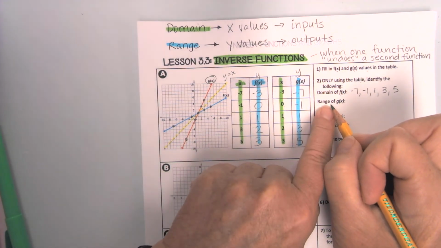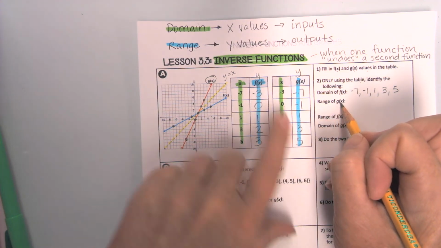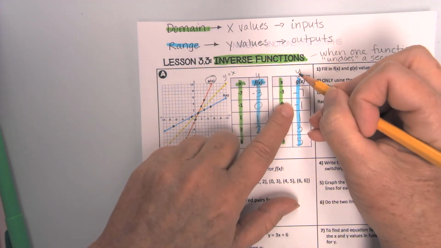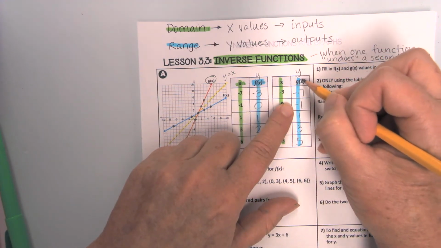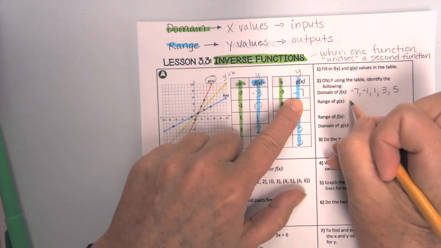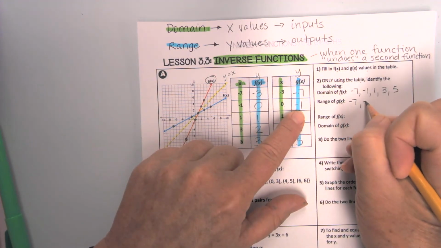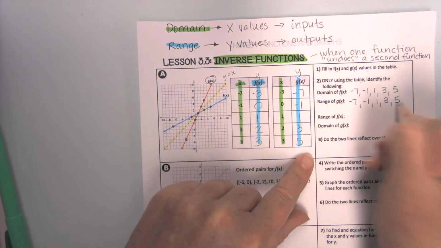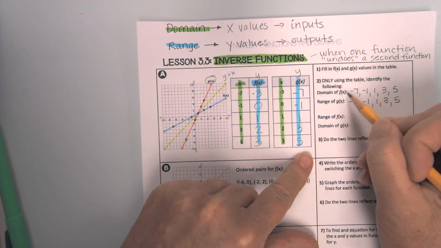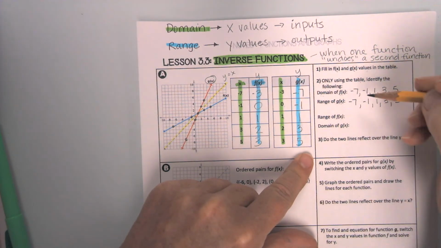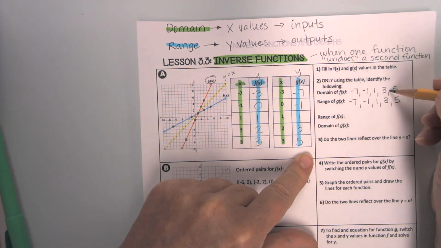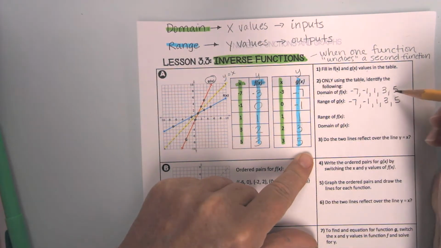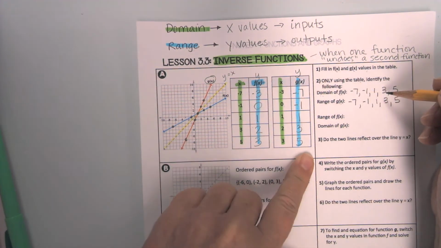Now we've got to find our range of g of x. Okay, range is my blue, and I want g of x. So this time they want to know what is g of x, the range. Ooh, look at that. It's -7, -1, 1, 3, and 5. What do you notice here? Do you notice that our domain of f of x matches our range of g of x? This happens in an inverse function.